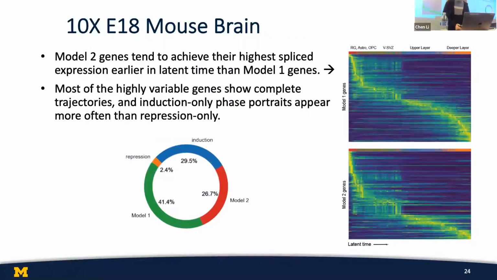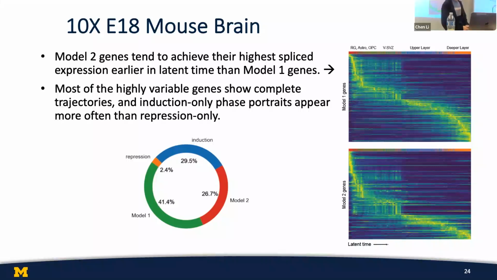For some other analysis of this data set, we see that the model 2 genes achieved the highest spliced expression later in time than the model 1 genes. For the figures on the right, I'm showing the maximum spliced expression along the latent time axis across the cell types. You see that there are a lot more genes in model 2 that have an earlier spliced expression.